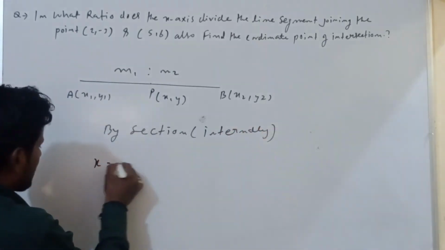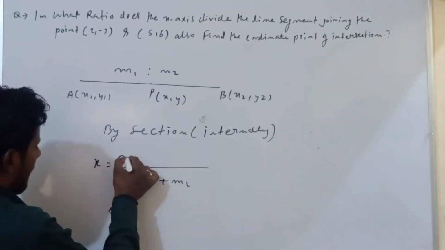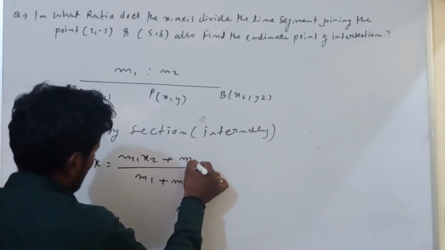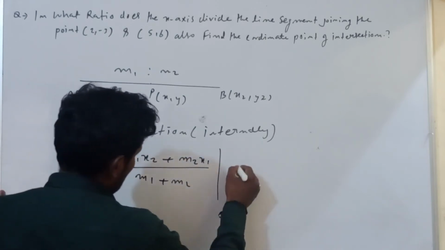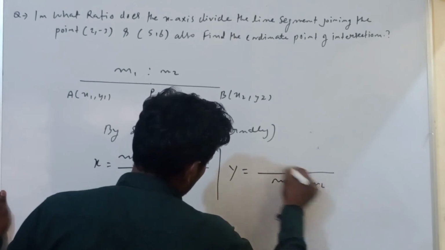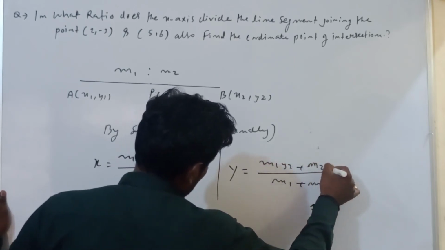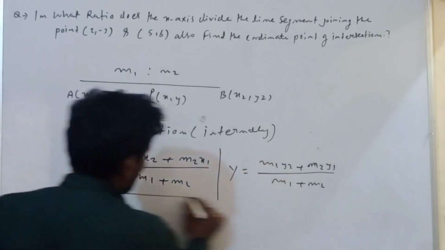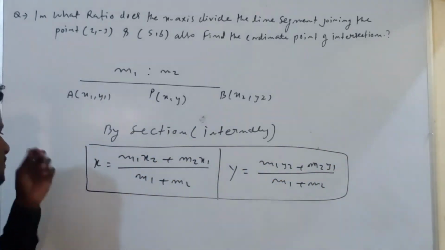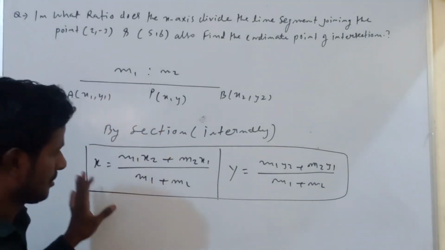So the coordinate of x is (m1 x2 + m2 x1) divided by (m1 + m2), and similarly the coordinate of y is (m1 y2 + m2 y1) divided by (m1 + m2). So this is the formula to calculate the point when a line segment is divided by a point P.